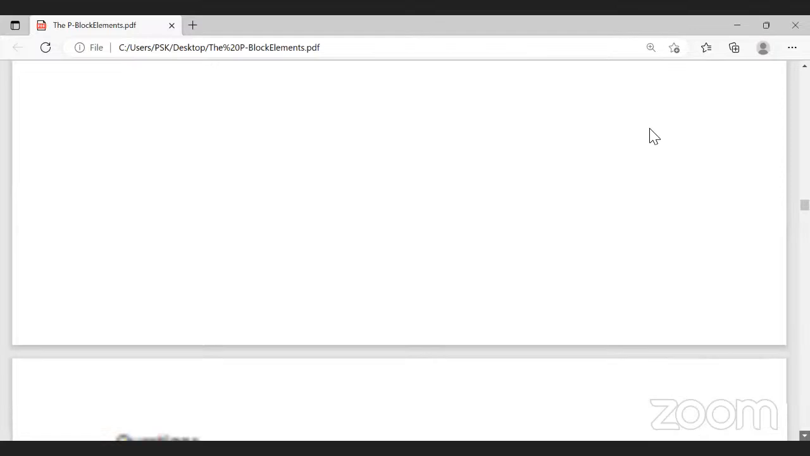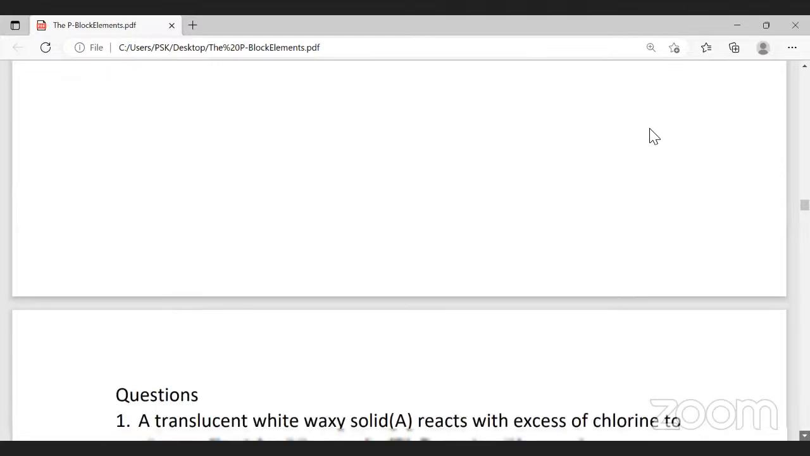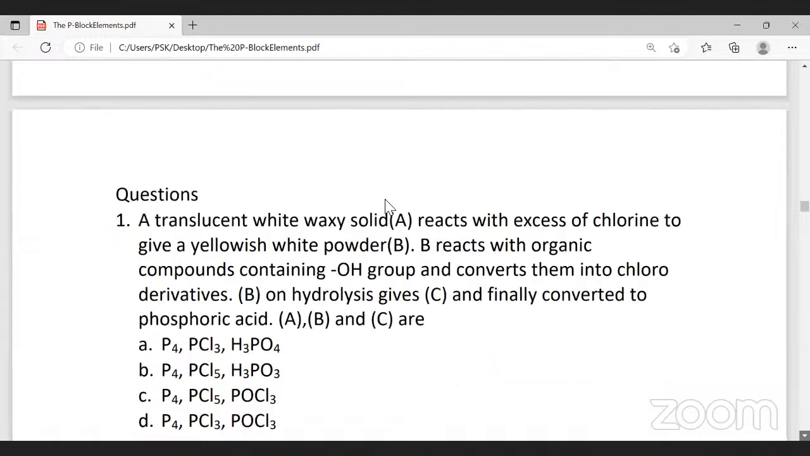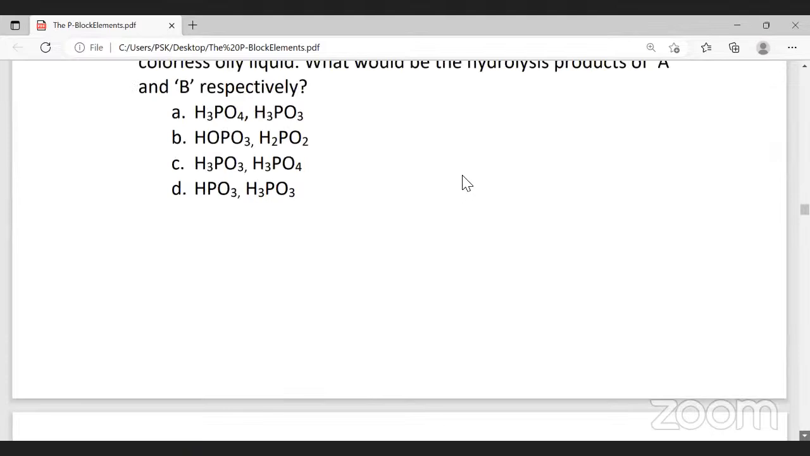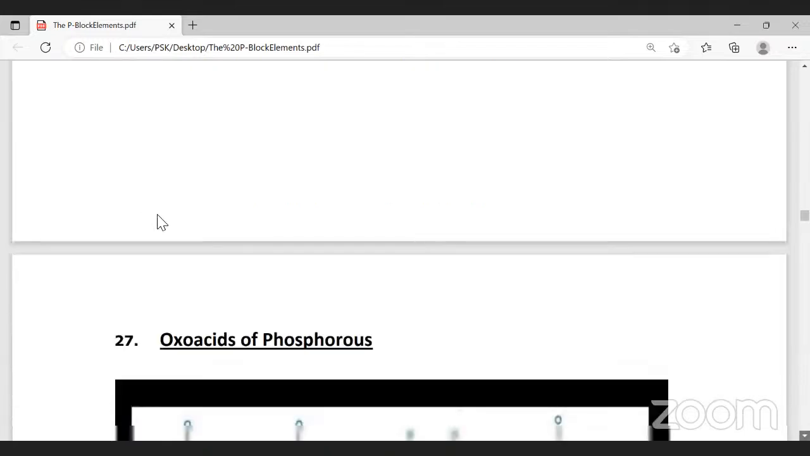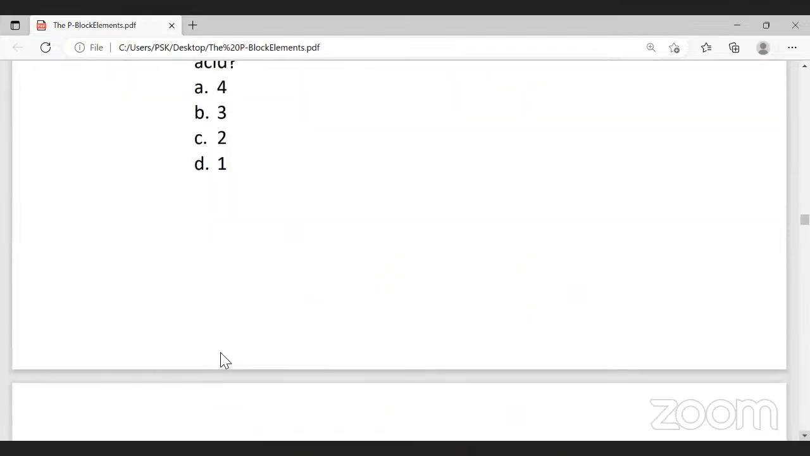The 16th group elements are called chalcogens, because chalcogens means ore forming. Ores are in the form of metal oxides, metal sulfides. So the 16th group elements are called chalcogens because of the property that they can exist along with ores. Now in the 16th group, the elements present are oxygen, sulfur, selenium, tellurium, polonium.